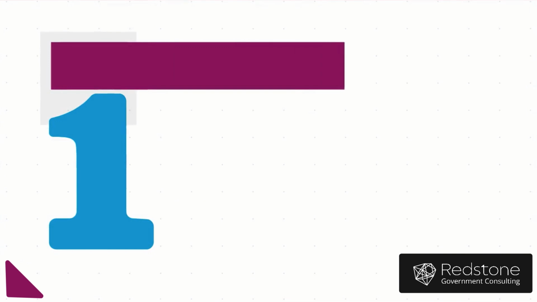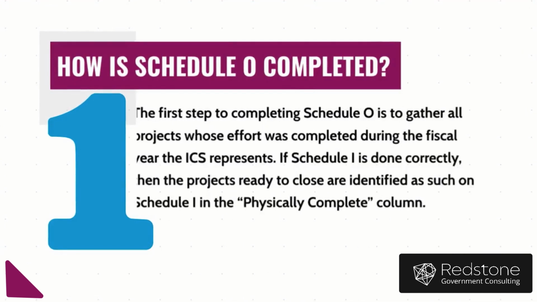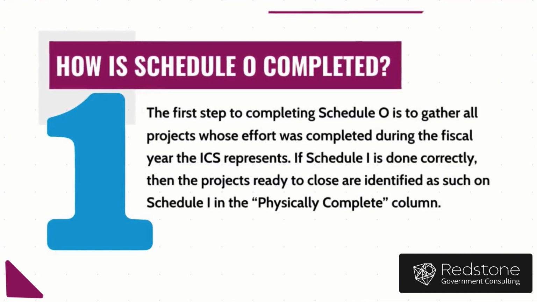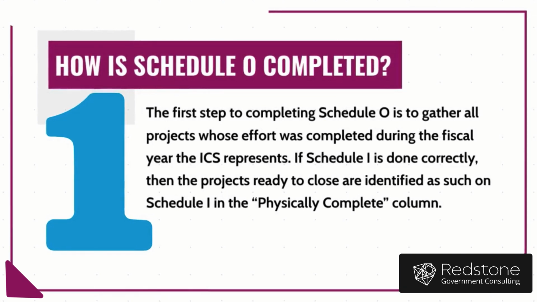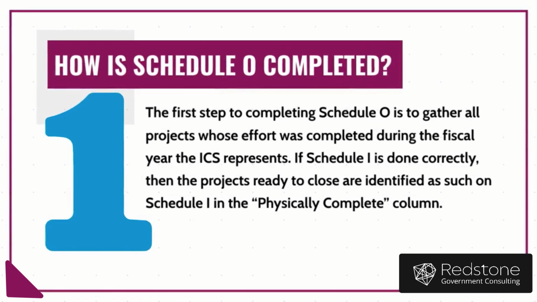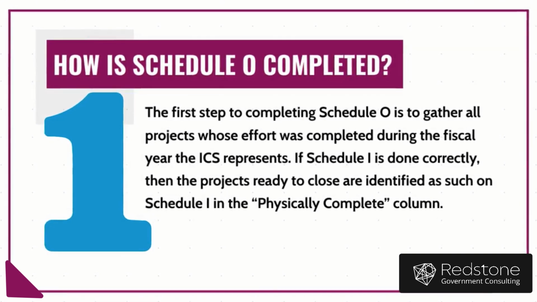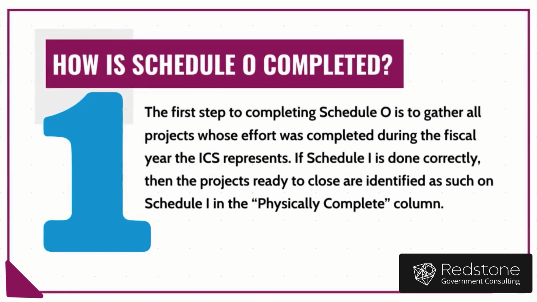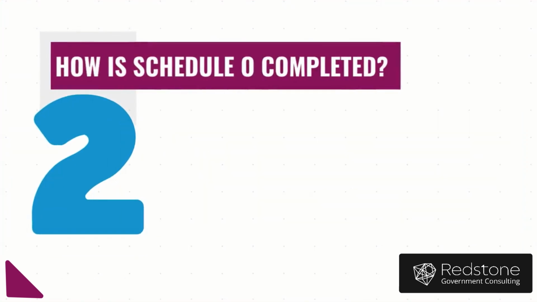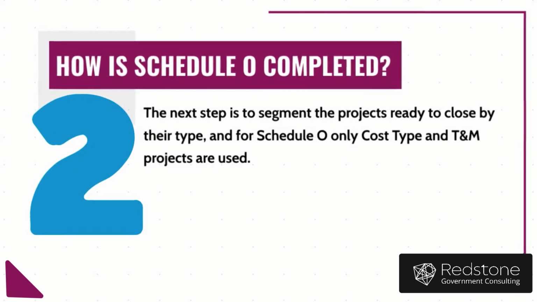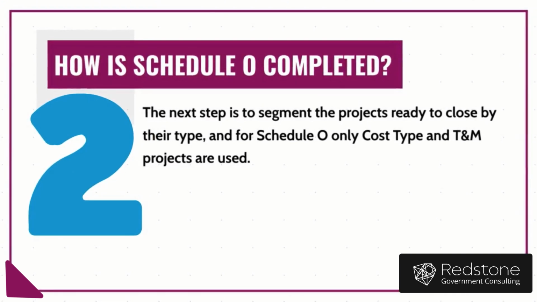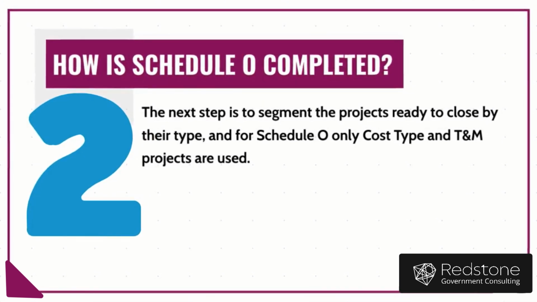The first step to completing Schedule O is to gather all projects whose effort was completed during the fiscal year the ICS represents. If Schedule I is done correctly, then the projects ready to close are identified as such on Schedule I in the physically complete column. The next step is to segment the projects ready to close by their type, and for Schedule O, only cost type and T&M projects are used.